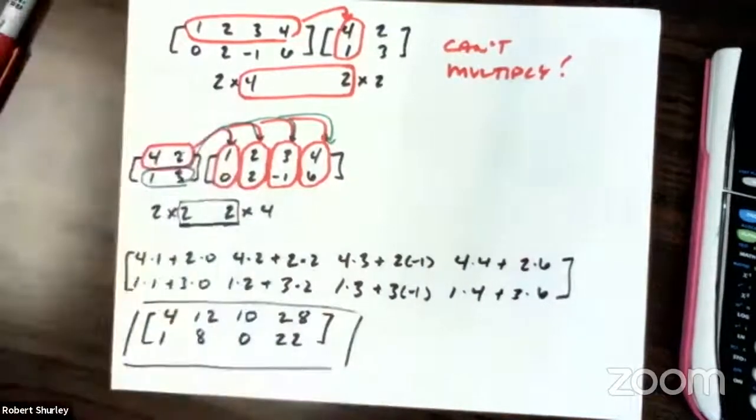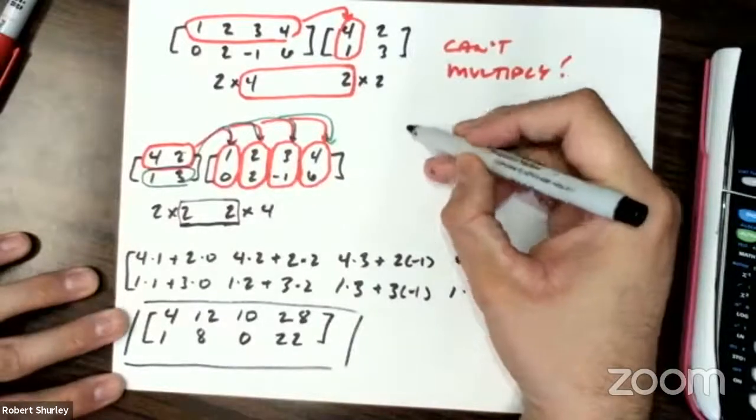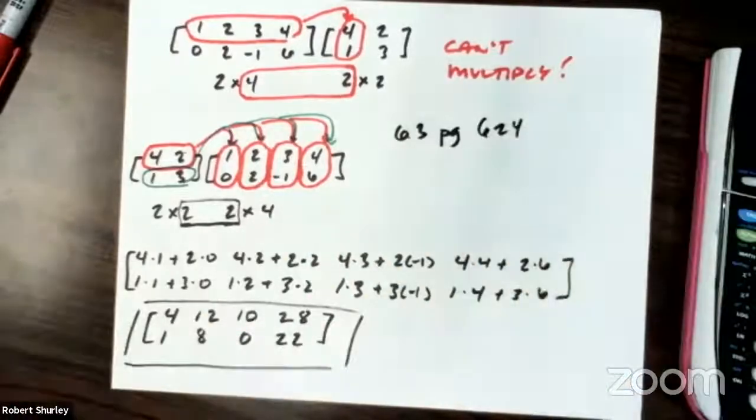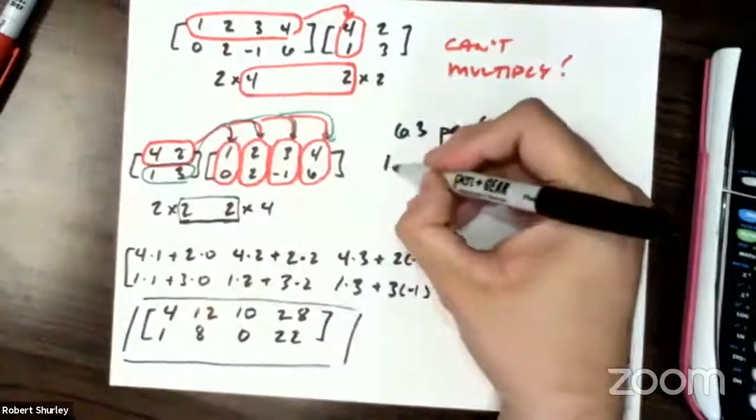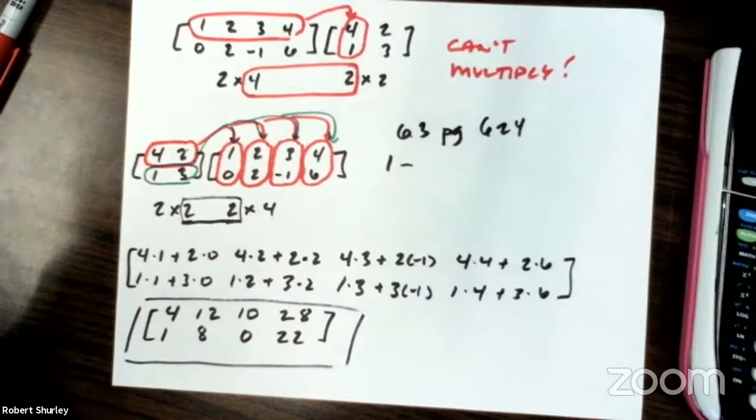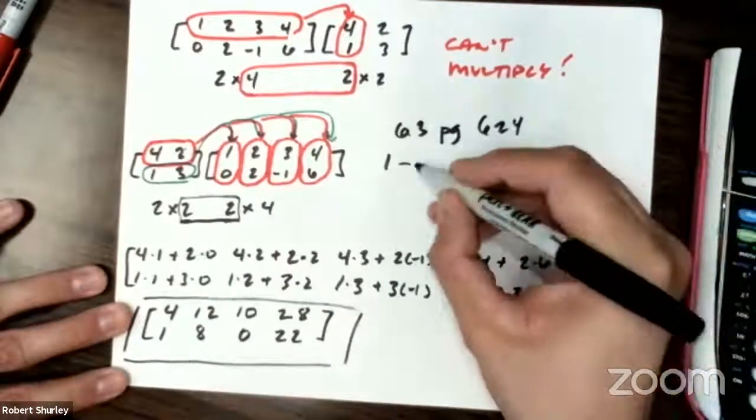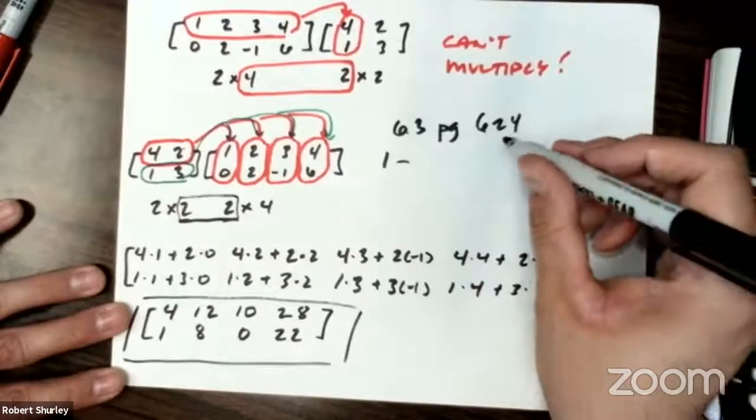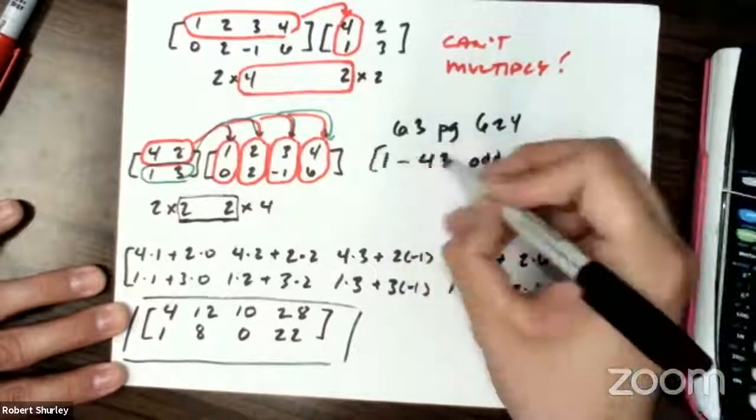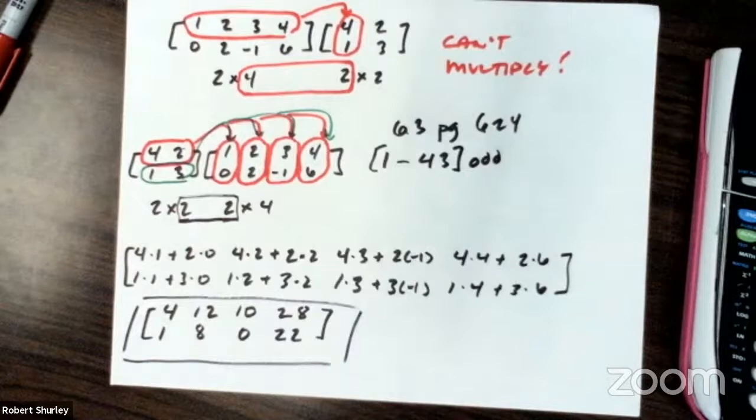So the homework for this section. This is section 6.3, page 624. 1 through 35 odd. Oh, I lied. Hold on. 1 through 43 odd. So try those, and if you've got questions on those, please email me.